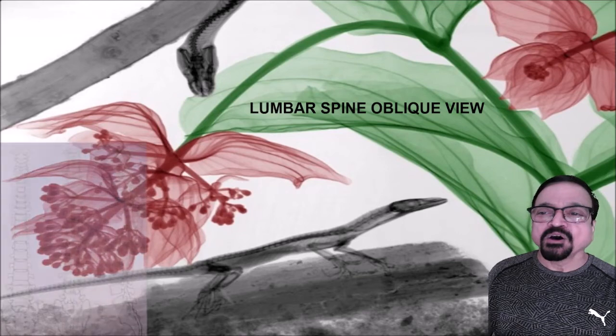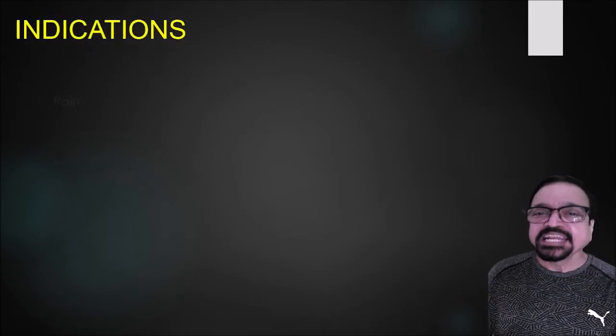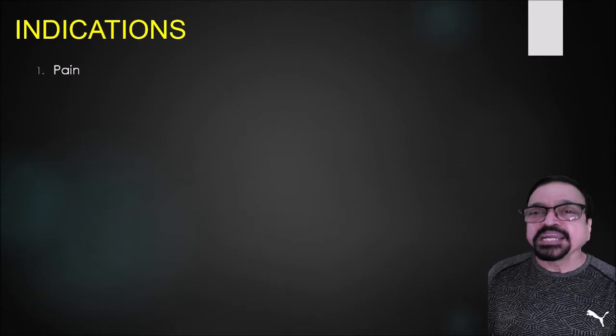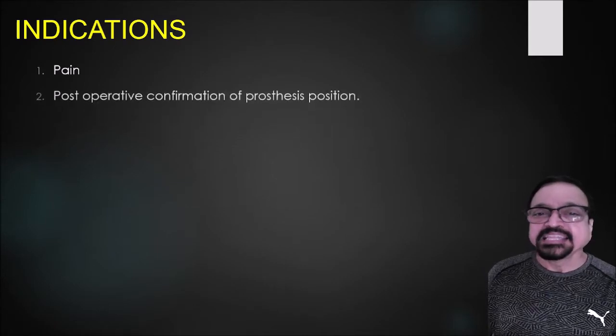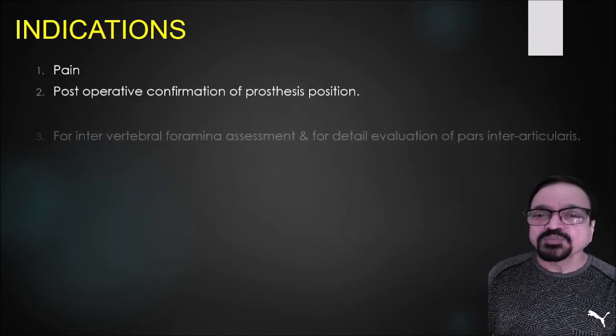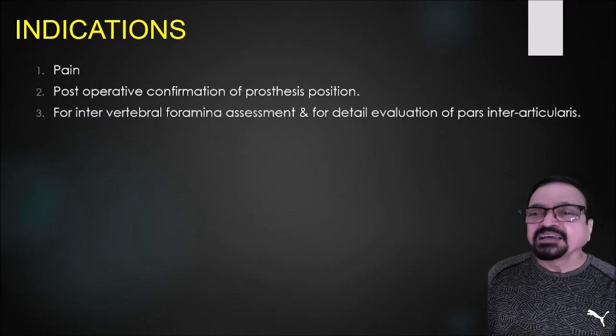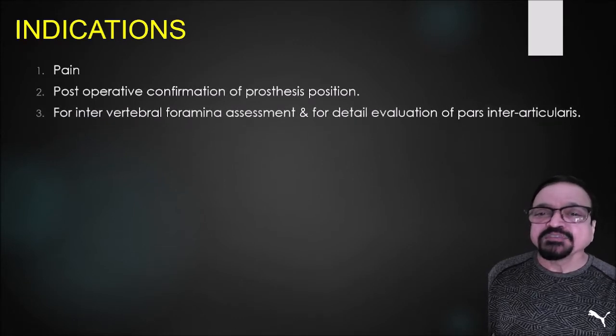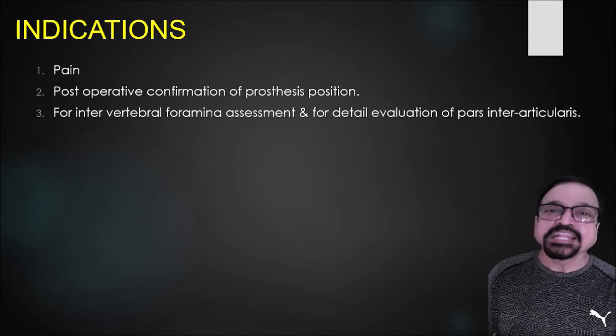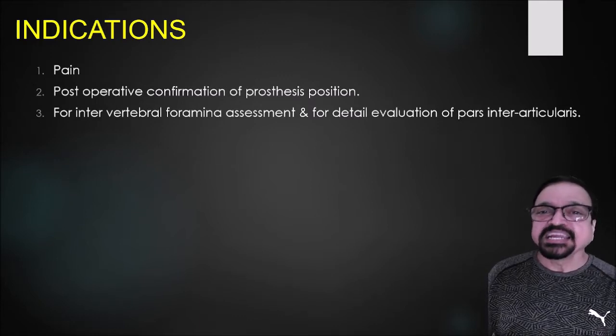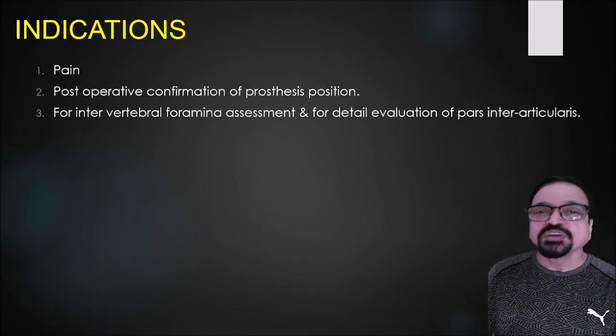Now let's come to the oblique projection. Oblique is a specialized projection which is not routinely asked unless there is an indication. Now what are the indications? The indication as usual is pain. In pain, what we look into are the intervertebral foramina. Then post-operative patients, of course, for confirmation. Then most important, assessment of the intervertebral foramina. The IVF are best seen. Any osteophyte encroaching, the size of the intervertebral foramina, they are best comparable in these.